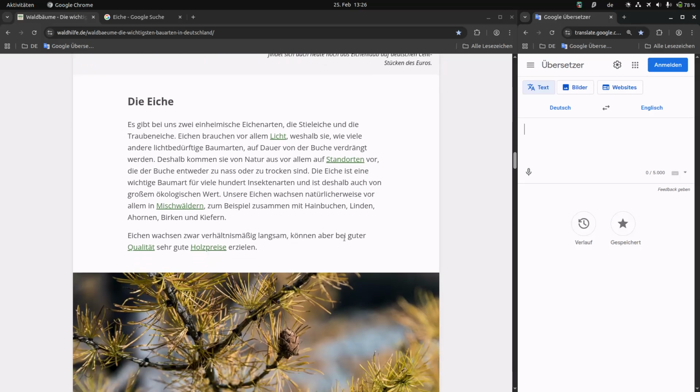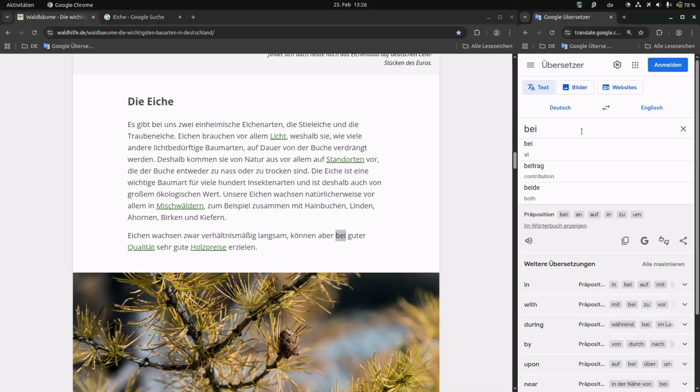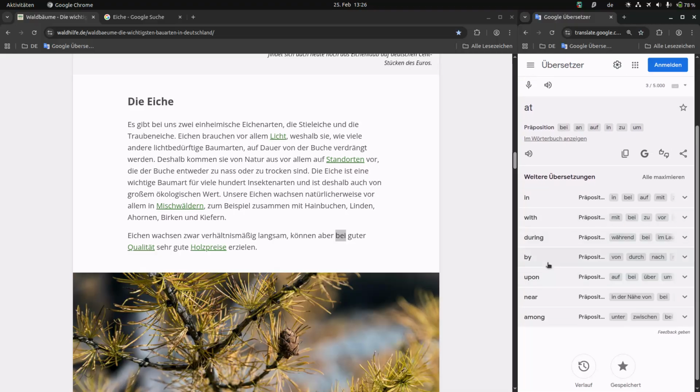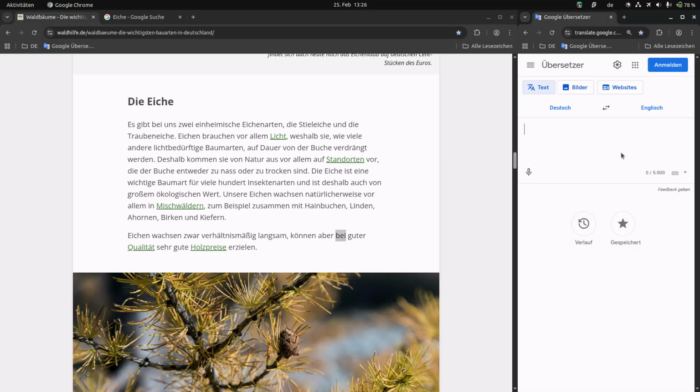Können, so can, but at, or in this case bei guter Qualität is kind of a condition. Bei guter Qualität, so if it has good quality. Bei in general means at or by, I think. Or it can also mean with, during, by, upon, near, among. If you're an English speaker, it can be a bit confusing if you look at this word for the first time. But in general it means, in terms of location, by, at, next to, but in this case bei guter Qualität, if it has good quality, basically.